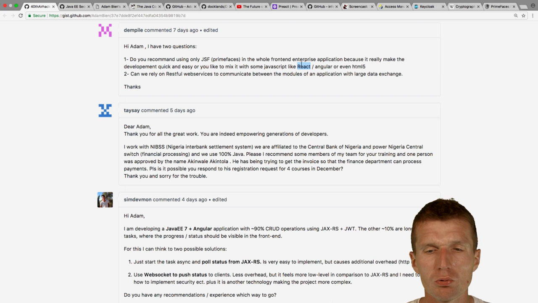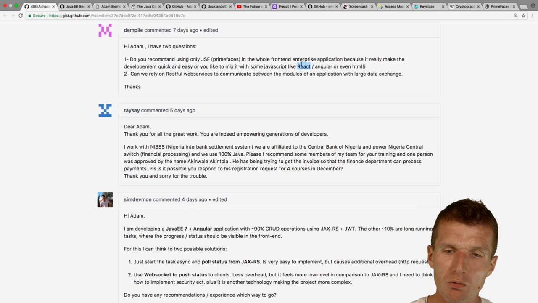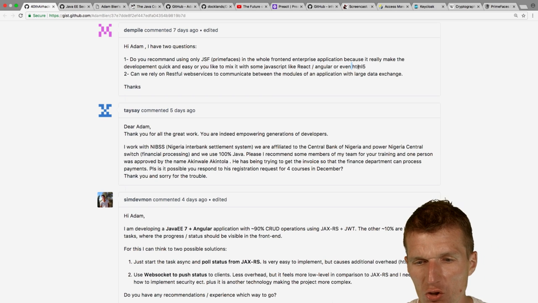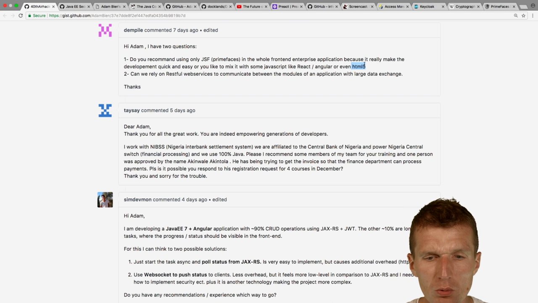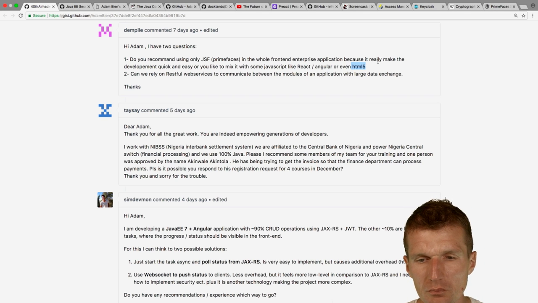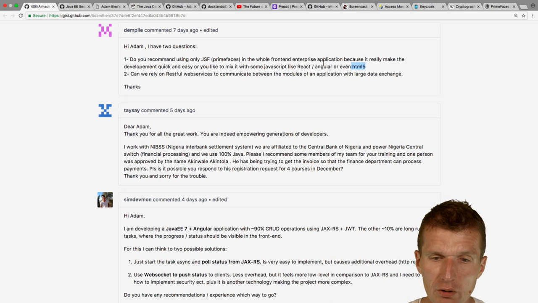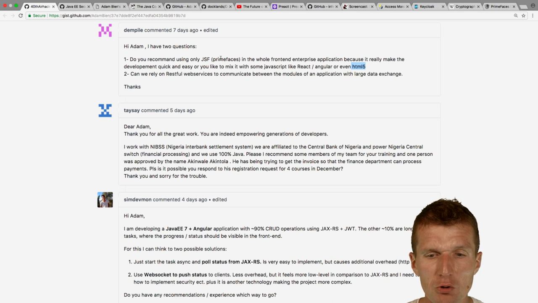What you could do is create a JSF custom component, which is a whole React app. And what I also don't get: React, Angular, or even HTML5. Angular and React are HTML5. So what I could imagine is that you could absolutely mix PrimeFaces with HTML5. This is very usual. Mixing React and Angular with JSF is unusual.